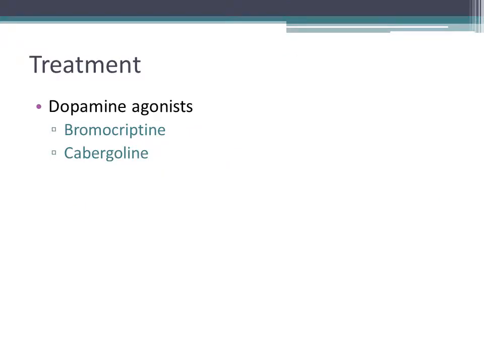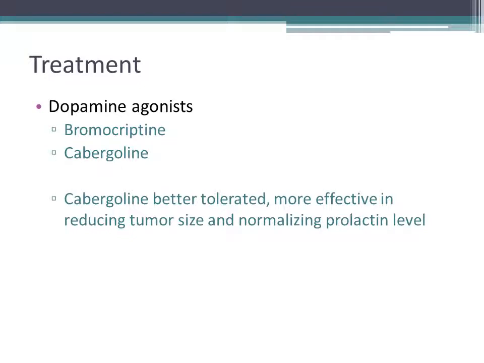Now, treatment. How do you treat patients with hyperprolactinemia? The main treatment is dopamine agonist, and we have an older dopamine agonist, which is called bromocriptine, and the newer one is called cabergoline. Bromocriptine fell out of fashion nowadays because it has more side effects. It's taken twice daily, compared to cabergoline, which is much more effective and taken once or twice a week, and reduces the size of the pituitary tumor that is producing prolactin, and also normalizes the prolactin level much more effectively.